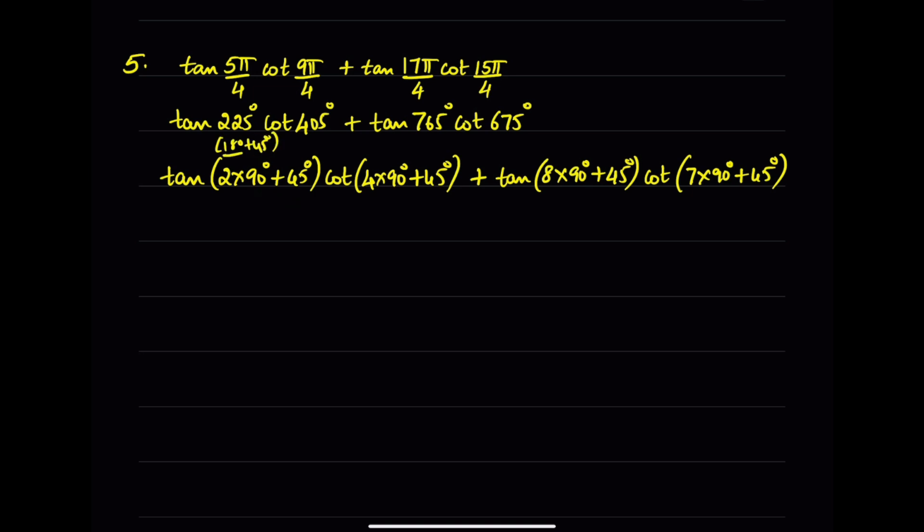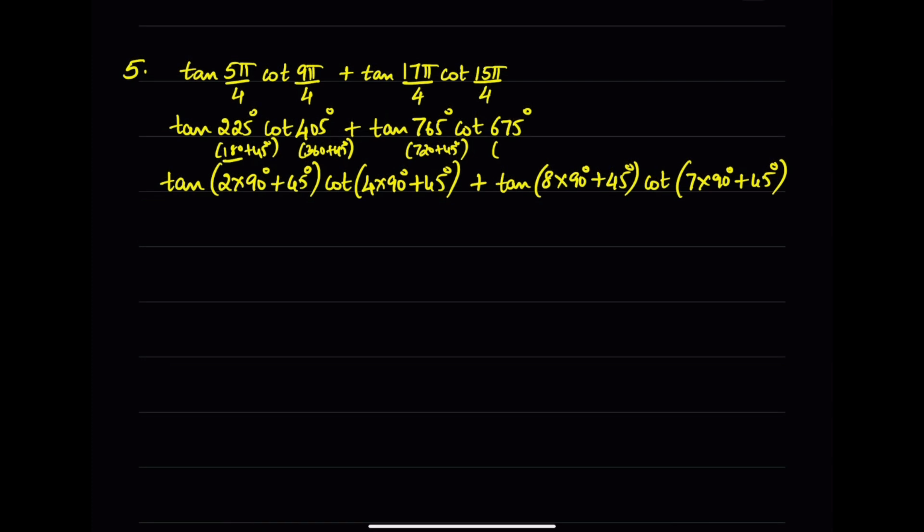180 was changed to 2 times 90, and this is 360 plus 45. So 360 is 4 times 90, and this is 720 plus 45. 720 is 8 times 90, and similarly this is again 7 times 90, which is 630 plus 45. So that is how we have rearranged this question.